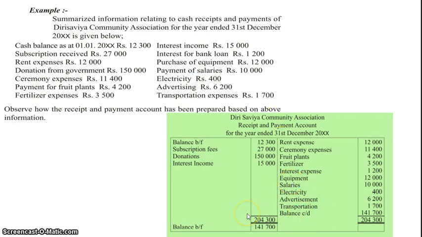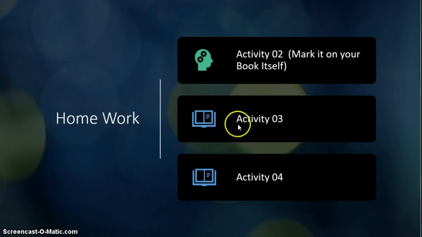Okay. So remember that, and I will give you all a small homework. Activity 2, of course, you can do it in your book itself. You just have to correct it. Put the debit and credit properly, income and expenses. Activity 3 and 4 you can do. We have time now, so you can sit and do it for the next 15 minutes.